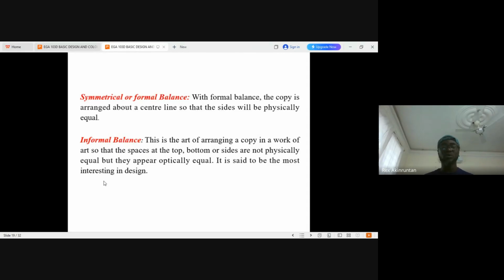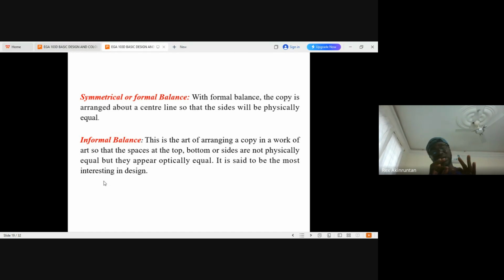The red color has more weight than the white color on the other side. I hope I've made this clear. So this is a simple example that will enable you to understand informal balance, which is more of an optical illusion than the other one, which is the physical, which is the symmetrical, where everything is equal. One is not heavier than the other one.